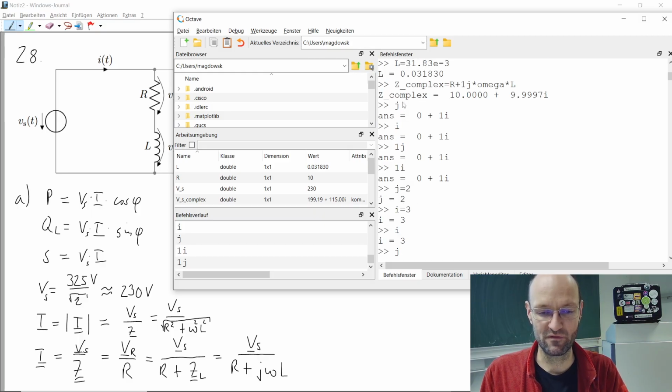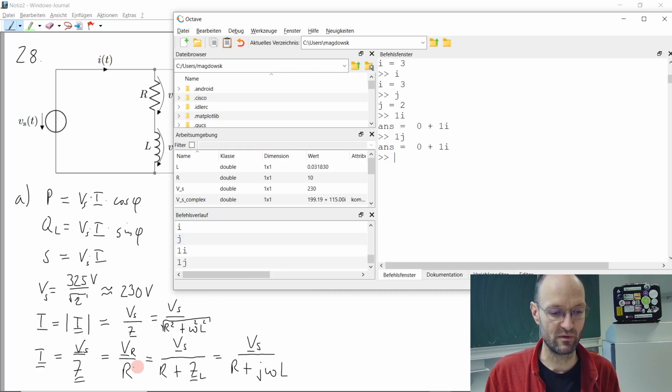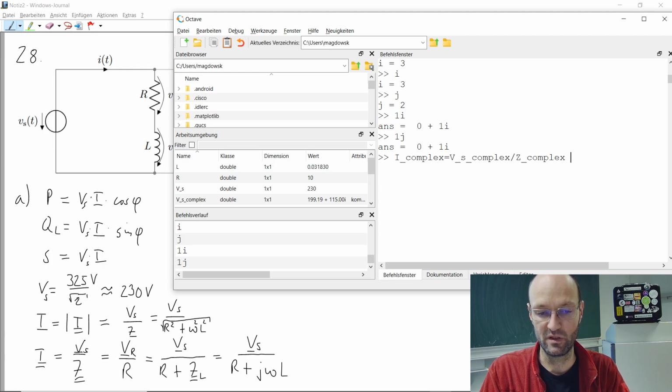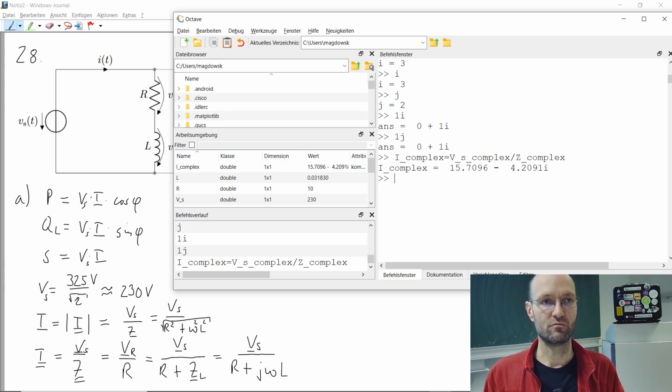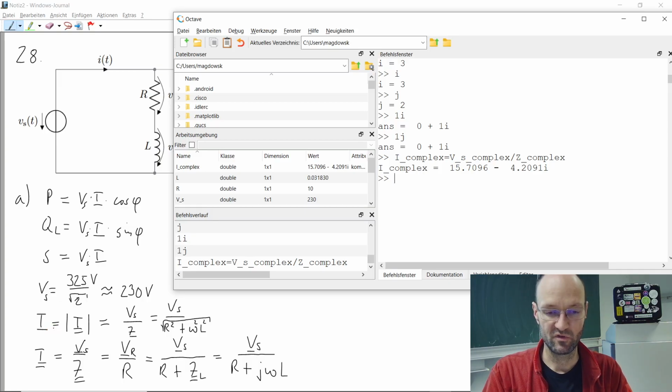Okay, so we have the complex impedance. Now if we have the complex source voltage, we can calculate the complex current. So the current as a complex phasor is the source voltage as a complex phasor divided by our complex impedance, and then we get some value. What we want from this complex phasor at the end is just the magnitude, because the magnitude is our RMS current. So the current should be the magnitude of this complex phasor.